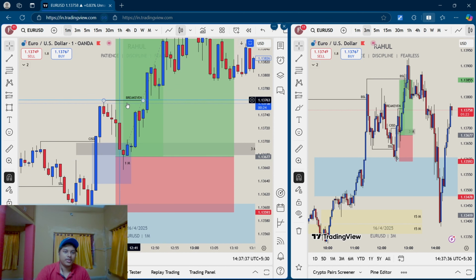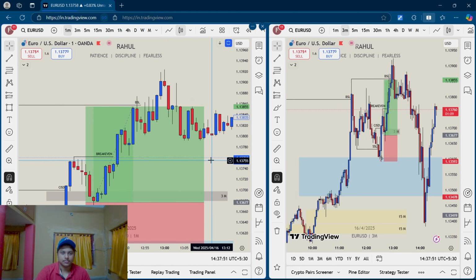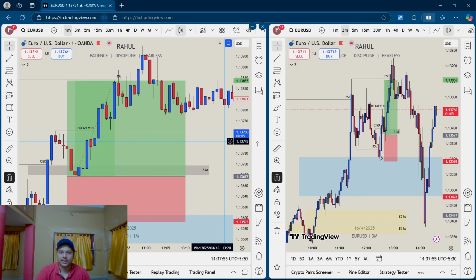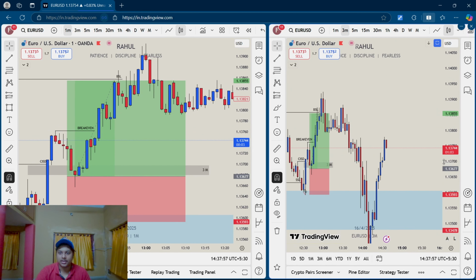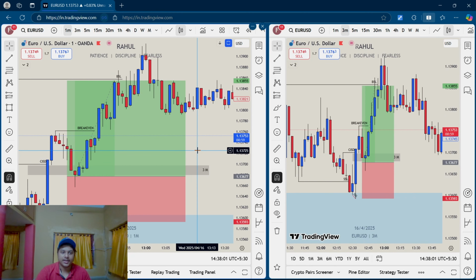Okay, there is a 1 minute fair value gap, but whenever there is such a big 1 minute fair value gap, I try to jump onto a little bit higher time frame to see if I get any fair value gap for my entry, or an IFVG. As you can see, there is a 3 minute fair value gap right here. This is a 3 minute fair value gap, and I entered at the middle of that.